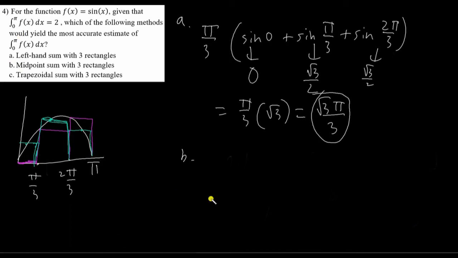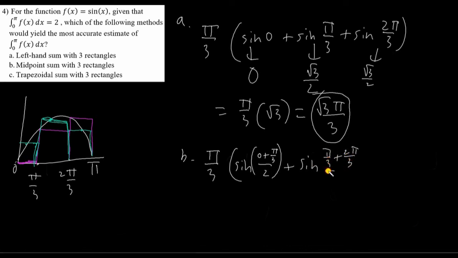So anyways, the formula for that is pi over 3 times sine of the average of the two points. So first it's going to be the average of 0 and pi over 3, which is 0 plus pi over 3 over 2, plus sine of the average of these 2 points, so pi over 3 plus 2 pi over 3 over 2, plus sine of the average of these 2 points, so 2 pi over 3 plus pi over 2.